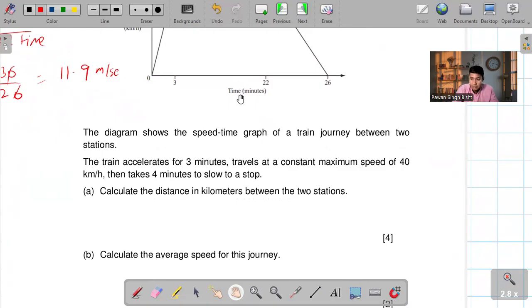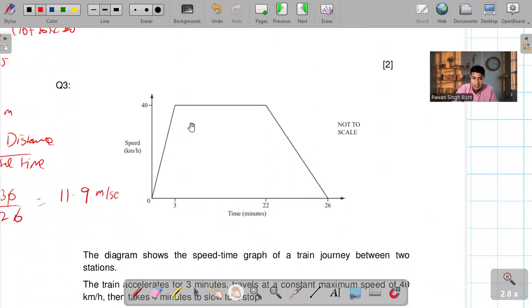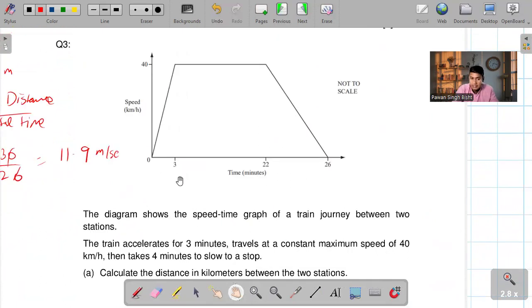Apply the area of trapezium formula, half a plus b times h. A and b are 26 and 19, but it is in minutes, so divide by 60, and then height is 40. Okay, so I am leaving this question for you to try. If you are not able to do it, then comment, I will solve it for you.